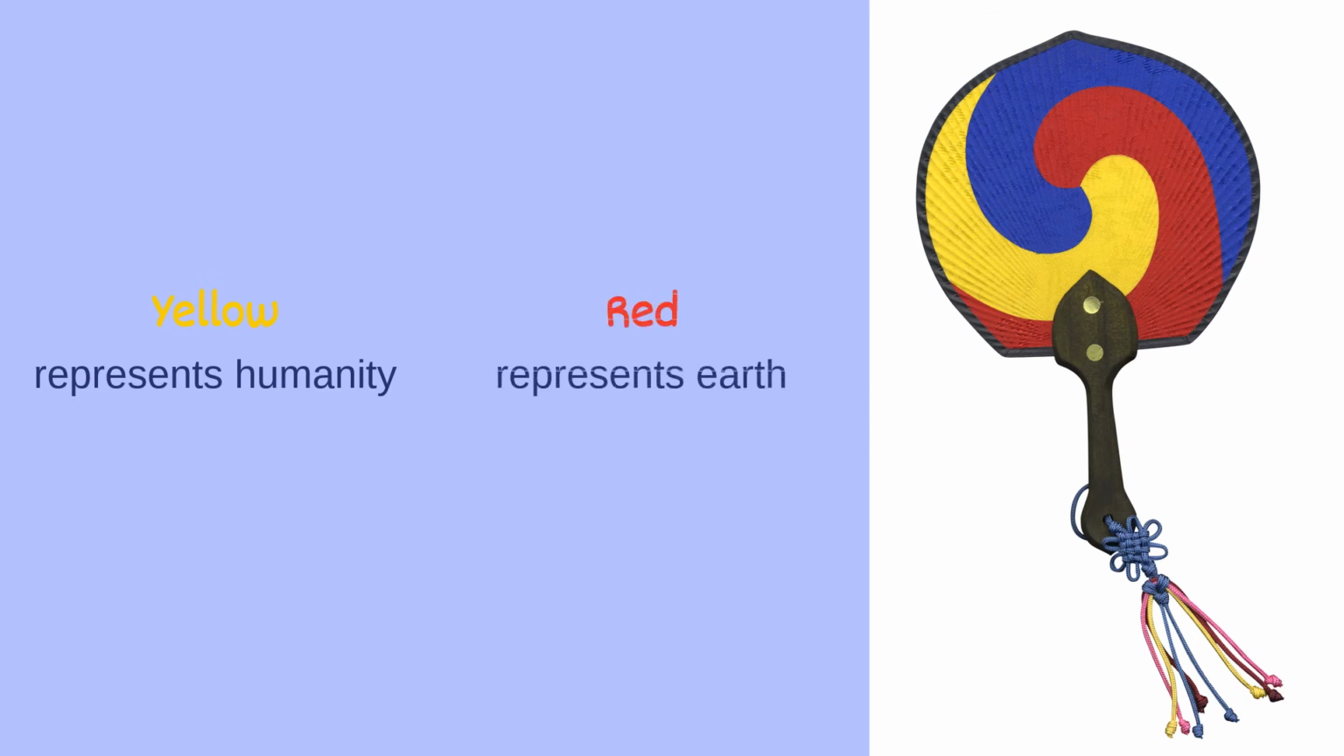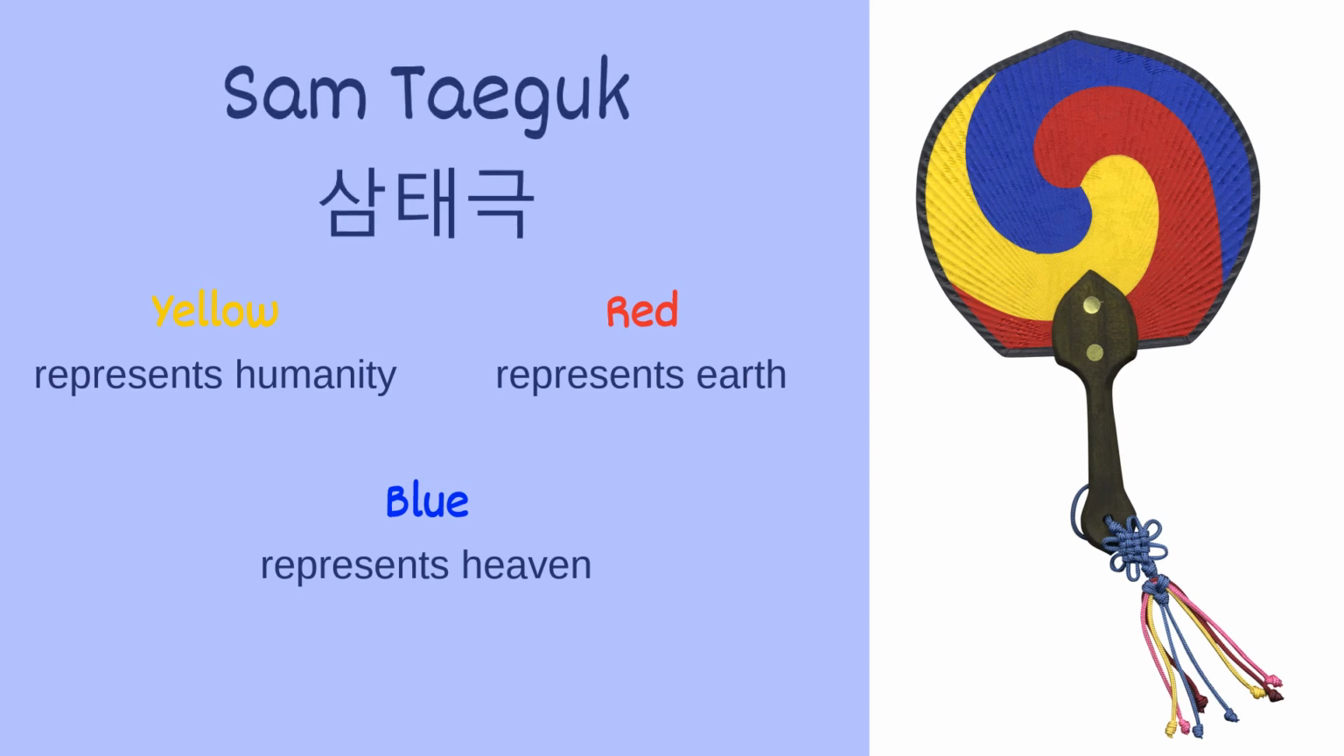There is a traditional variant of this design, though, that includes 3 colors. It has yellow, blue, and red. The yellow section represents humanity, while the red section represents earth, and the blue section represents heaven. It is called Sam Taguk. Why is it called that? Because there are 3 sections, and the Korean word for the number 3 is sam, while Taguk refers to the circular shape of the fan, which resembles the Taguk symbol from the Korean flag.